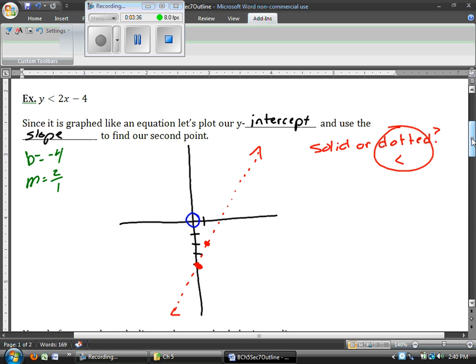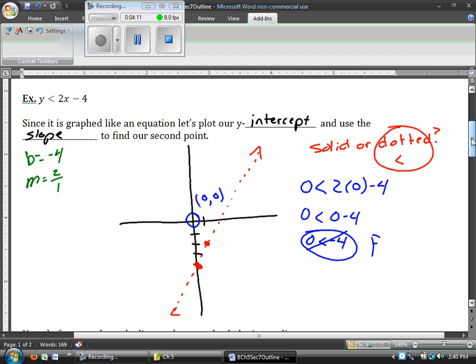And we're going to plug in 0, 0. So we're going to plug in 0 for y. 0 is less than 2. Plug in 0 for x minus 4. Okay. We simplify it. 0 is less than 0 minus 4, which means 0 is less than negative 4. Now we have to think, is that true? 0 less than negative 4. That is false. 0 is not less than negative 4.